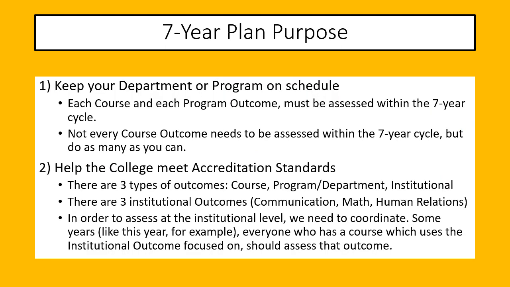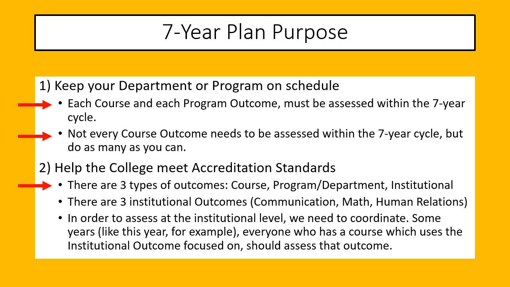The purpose of the 7-year plan has 2 parts to it. One is to keep your department or program on schedule. Each course and each program outcome must be assessed within the 7-year cycle. That doesn't mean every course outcome needs to be assessed, but you need to do as many as you can. And the second thing is we all need to help the college meet accreditation standards.